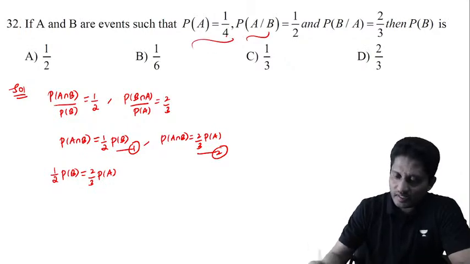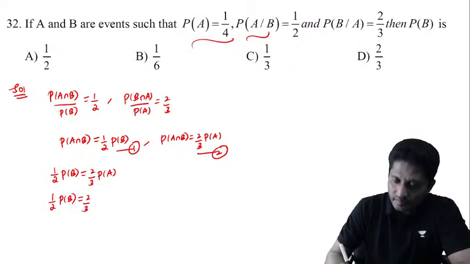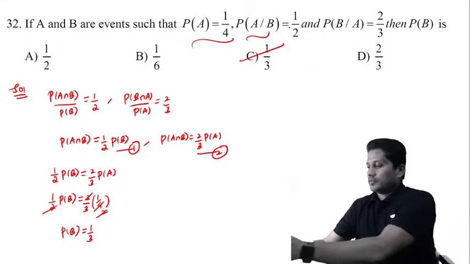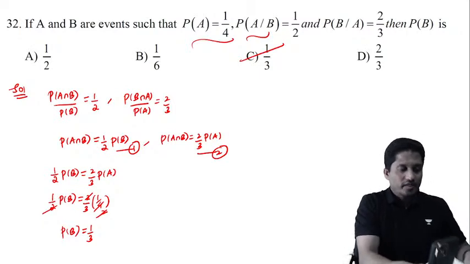P of A is already given. Half of P of B is equal to 2 by 3 times P of A, which is 1 by 4. This will cancel 2 times. Again 2 will cancel with 2. Now P of B is equal to 1 upon 3. Answer is option C only. Let's move to the next question.